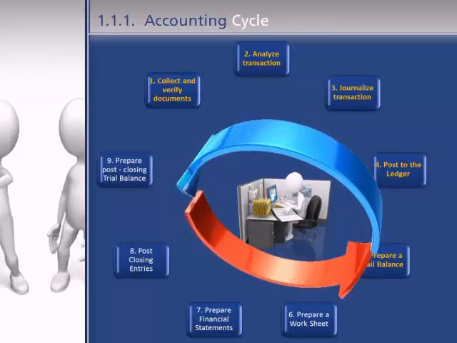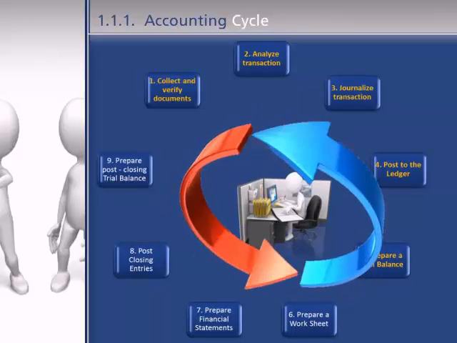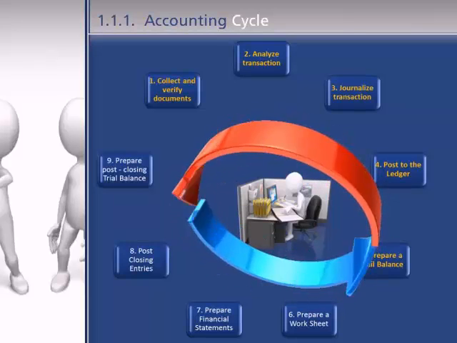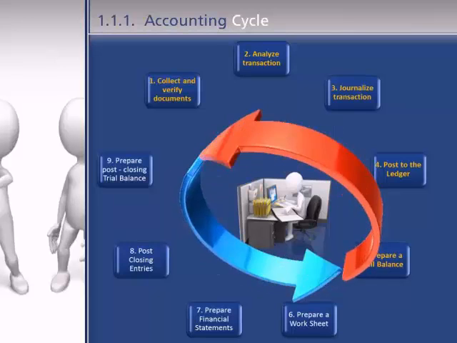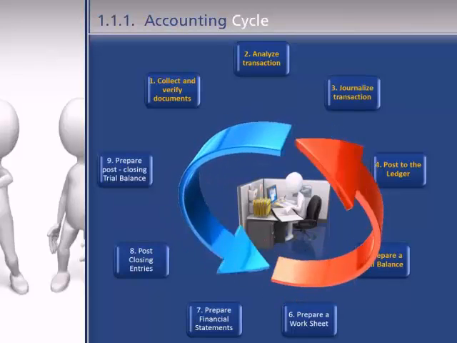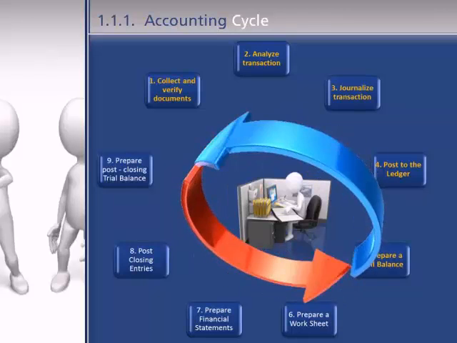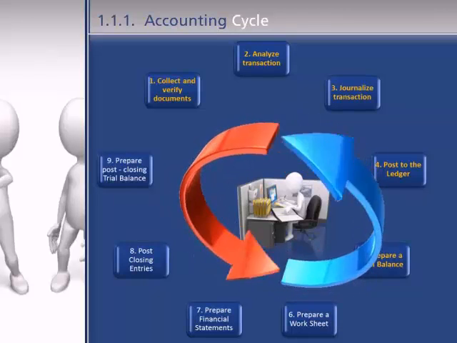First step, collect and verify source documents. Second step, analyze each transaction. Third step, journalize each transaction. Fourth step, post to the ledger. Fifth step, prepare a trial balance. Sixth step, prepare a worksheet.